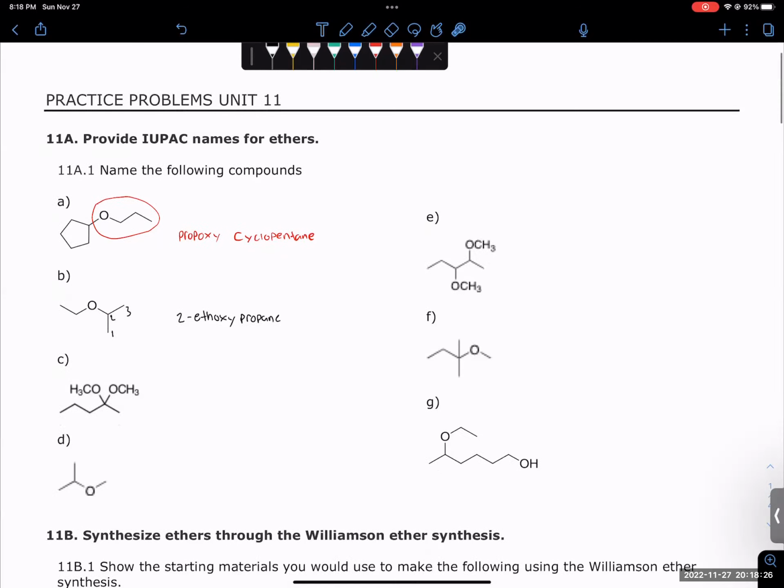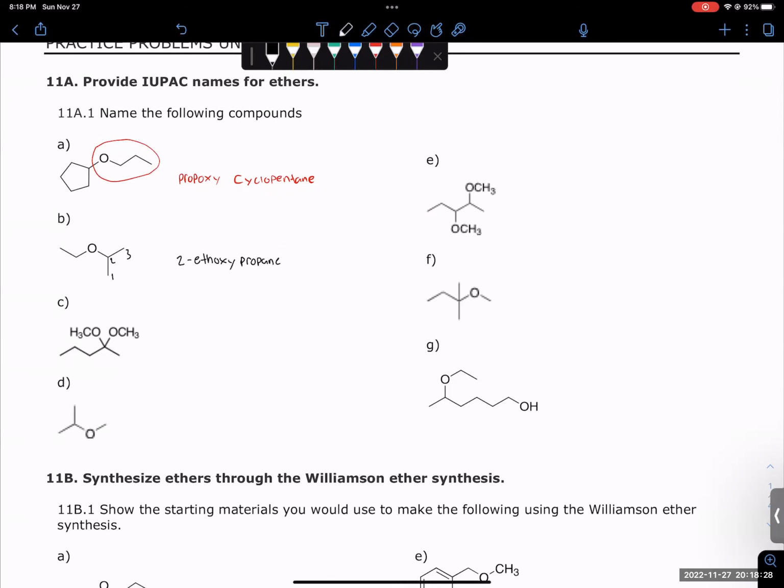Okay, next one. So we have 2 ways again. This is in a scenario where you have to use the common name, or let me go ahead and do the common name for B. Because there is a common name for B. Some of them there's not going to be a common name, such as C. So you would only be able to use the IUPAC name. But the common name for B would be ethyl. So you have to look at the 2 things on either side. We have on this side of the ether or oxygen, an ethyl group, and on this side we have an isopropyl group. And it goes in alphabetical order.